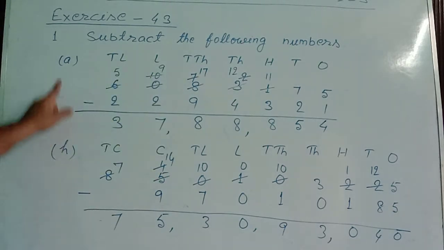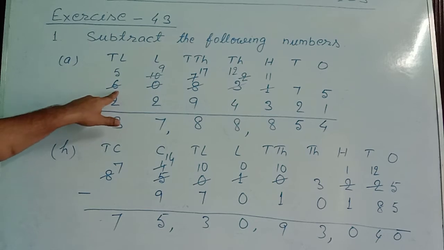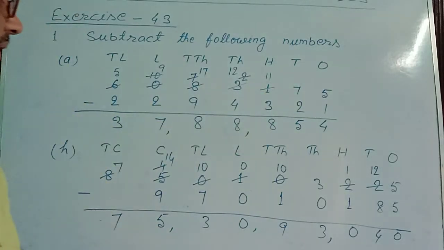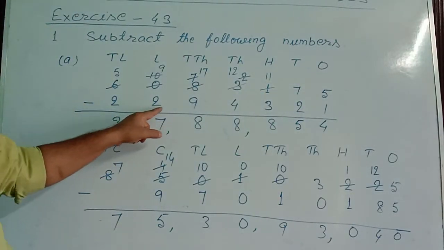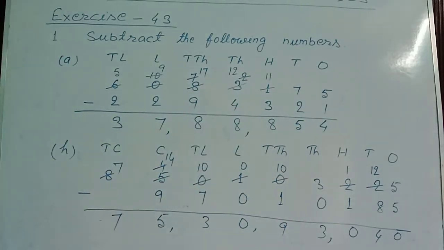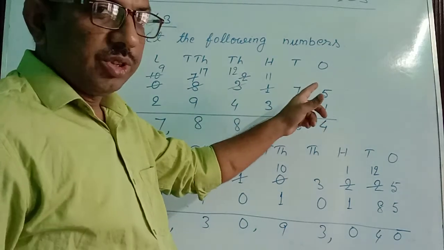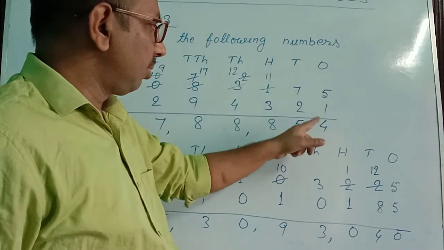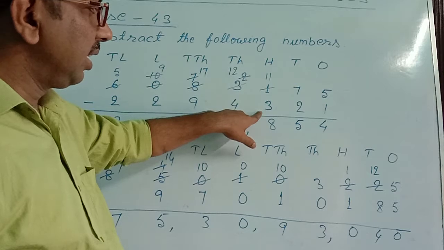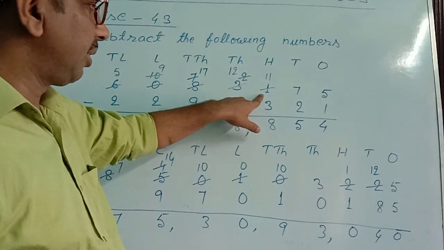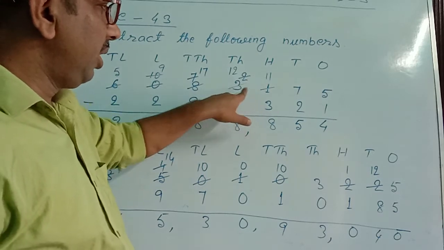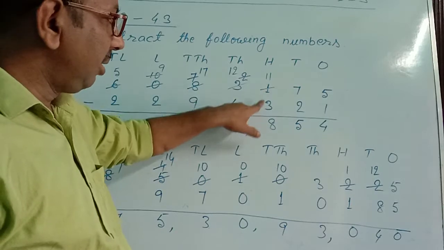Subtract the following numbers. Question number 1A. The first number is 60,83,175, and we are asked to subtract 22,94,321. So at first we subtract the ones place. 5 minus 1, 4. 7 minus 2, 5. But here there is 1 and here is 3, so this is greater than this. We can't subtract. For that we will take a carry from 3. So here it was 1 and 1 came from here, so it became 11. 11 minus 3, 8.